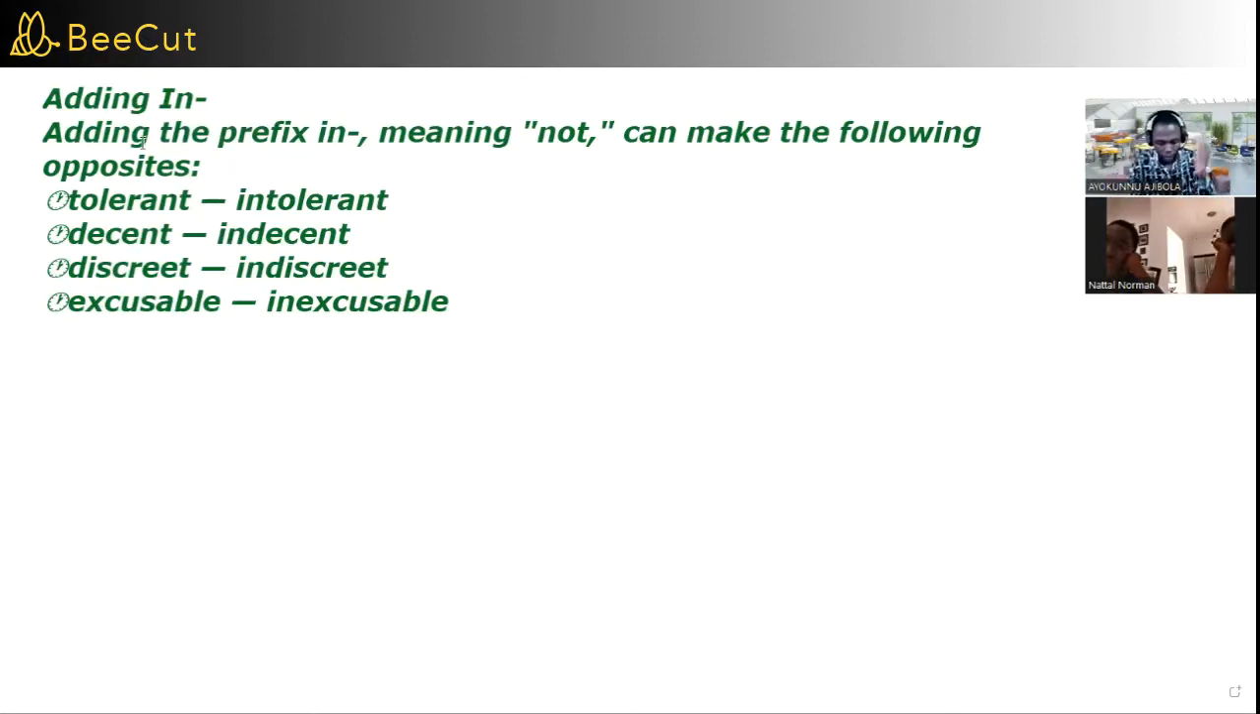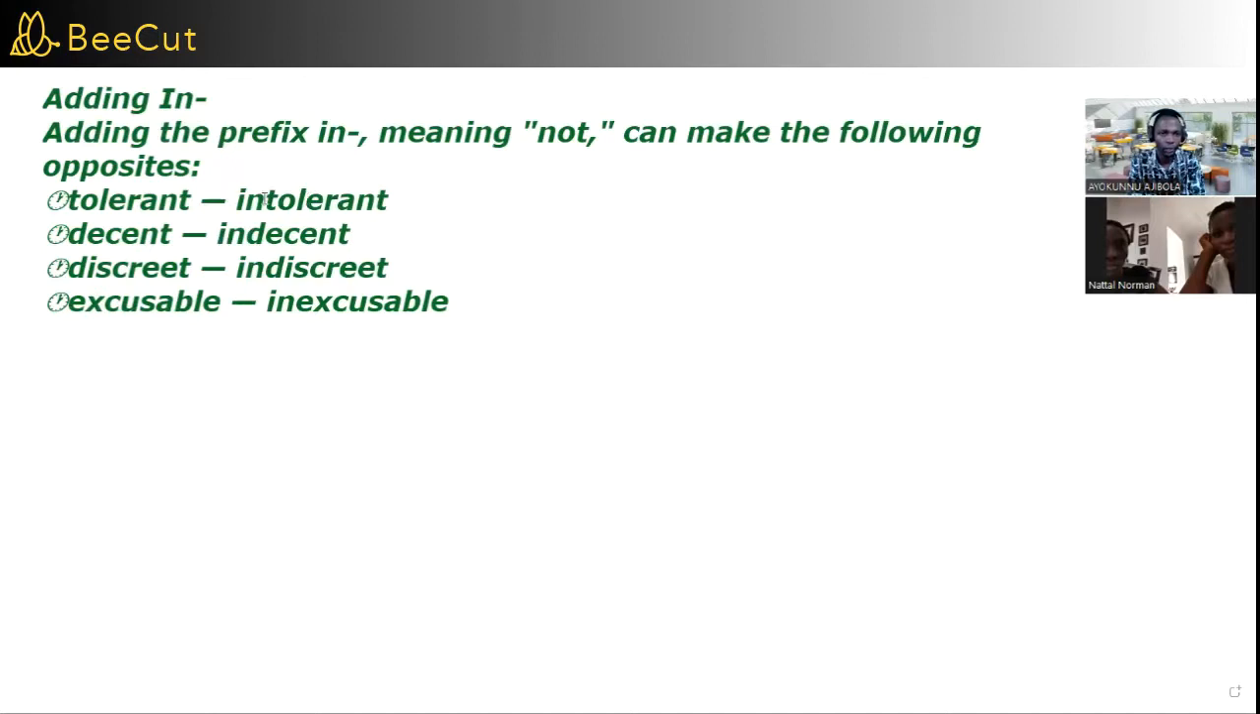Yeah. So can you hear me now? Yes, sir. Okay, very good. So tolerant becomes intolerant. Decent becomes indecent. Discreet becomes indiscreet. Excusable becomes inexcusable.